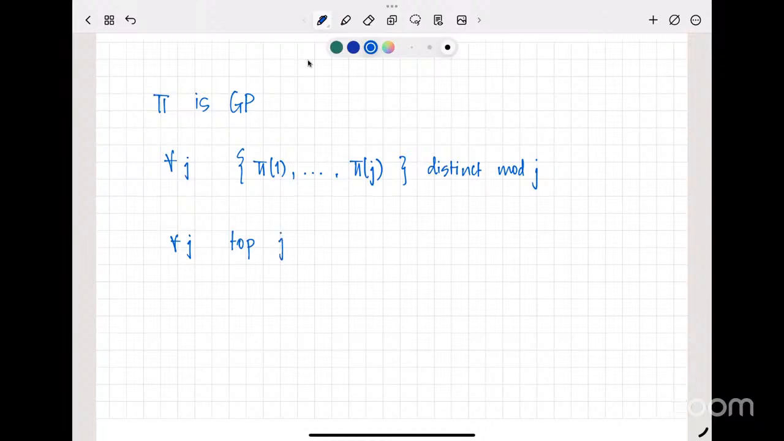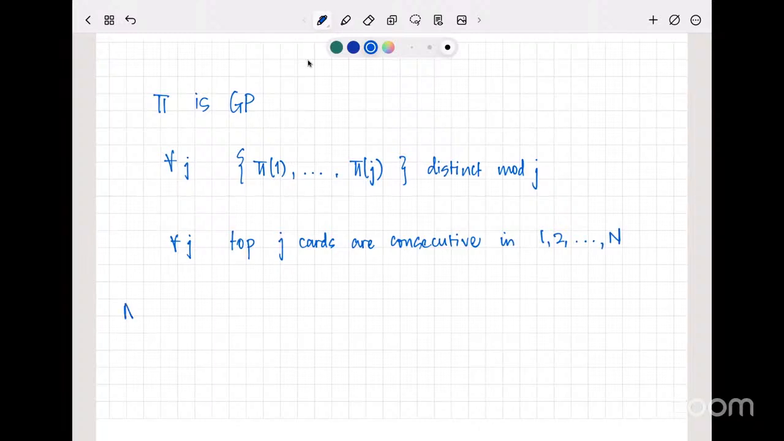The top j cards are consecutive in 1 to n. I think this requires a bit of an explanation. The top j may not be consecutive when you read them out, but as a set, it's a consecutive subset of 1 to n. So let's again try and deal off some cards physically here. Maybe let's do this with n equals 9 or something.